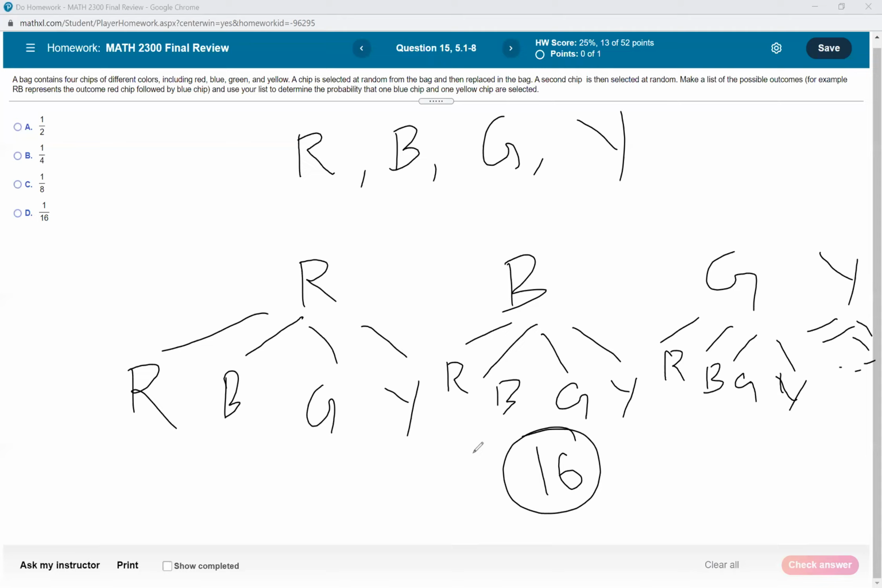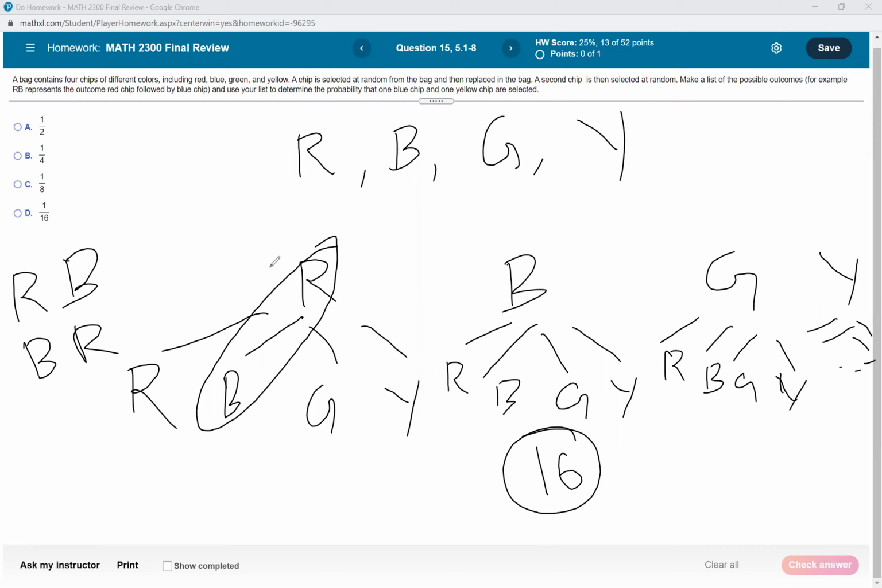So now we need to find the probability that 1 blue and 1 yellow chips are selected. So how many favorable observations do we have? That means how many observations we have in our favor. So either we'll have red, blue, or blue, red. In the first one, we have just one choice, right? Red and blue. How about this one?